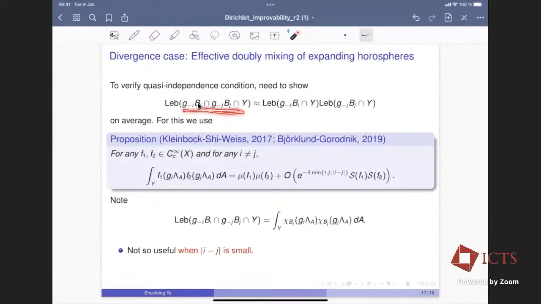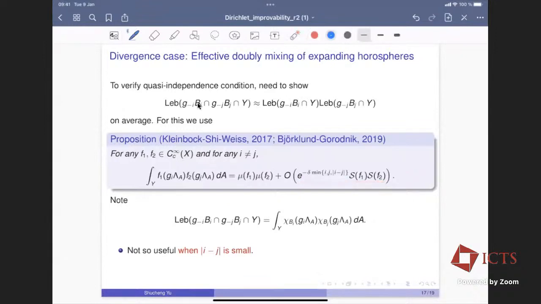want the Lebesgue measure of this triple intersection to be close to the product of these two Lebesgue measures. And for this, we applied this double mixing theorem, which is due to Kleinbock and Shi and Weiss from 2017. And here this particular version, this more precise version, is from Björklund and Bortnik. It says that for any two smooth test functions and for any two integers i, j, if you consider this integral of this product, it equals the product of these two Haar measures plus an error.